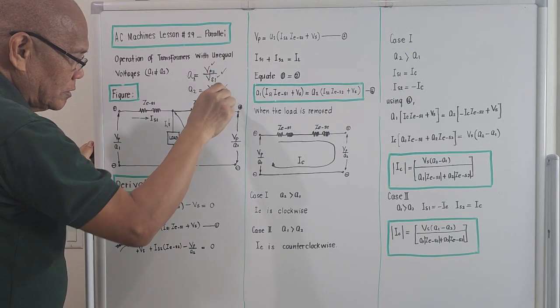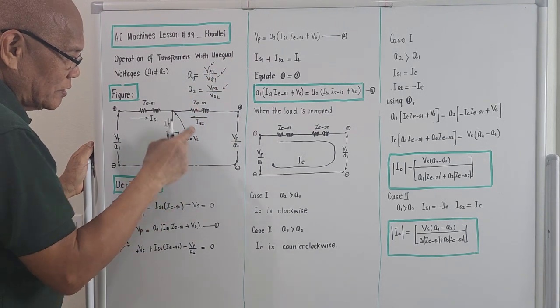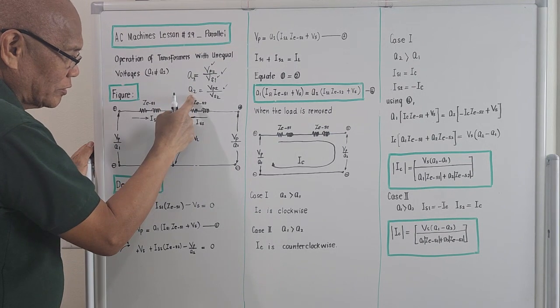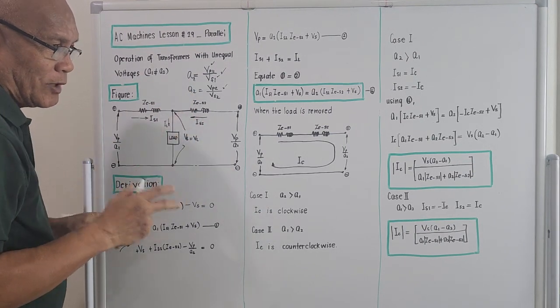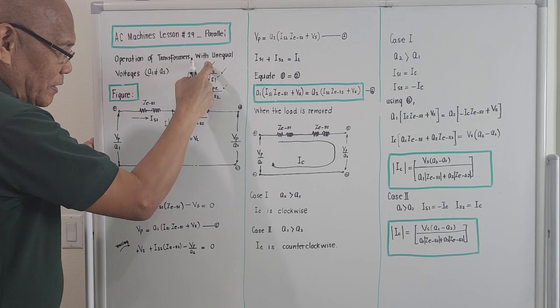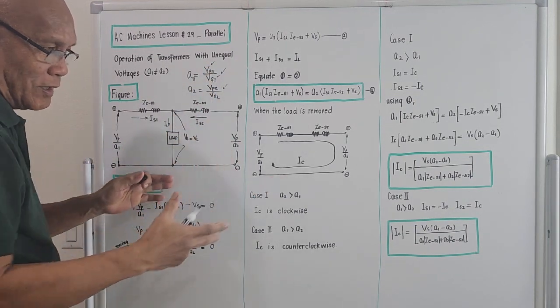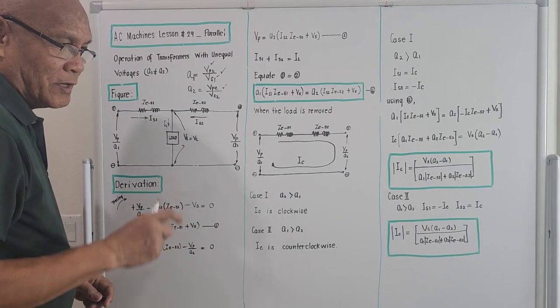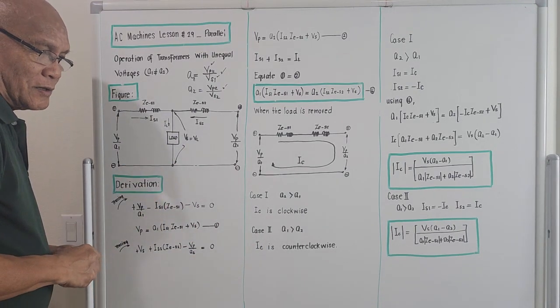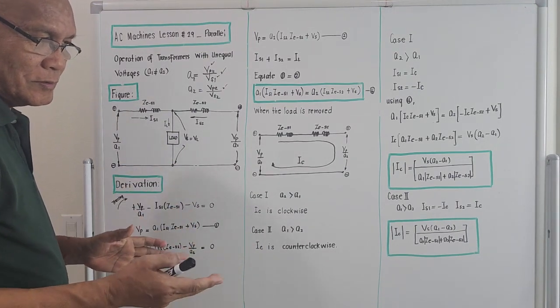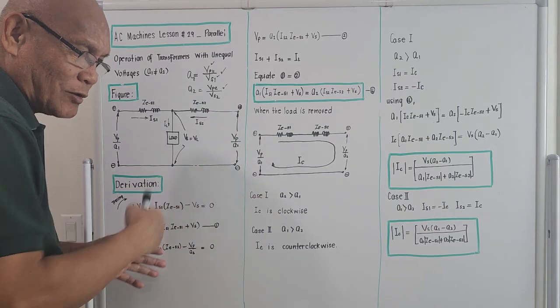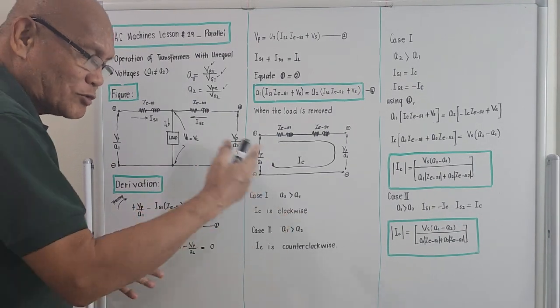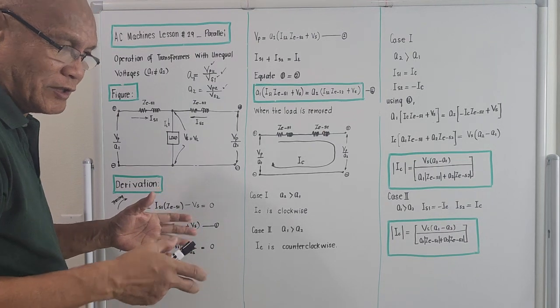So our problem is, if A1 is not equal to A2, meaning their primary and secondary voltages are not equal, there will be a problem. There will be a big circulating current in which, at the so-called no-load condition, the circulating current will circulate among the transformers, and they might get burned.